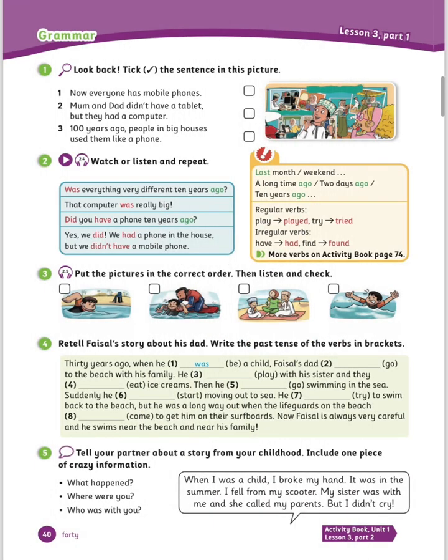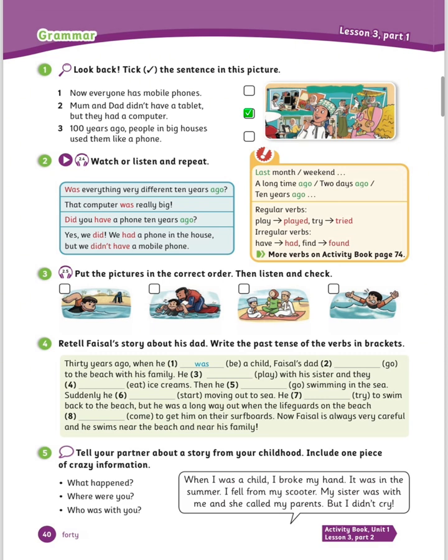Lesson 3, Part 1. Exercise number 1. Look back. Take the sentence in this picture. Let's read the sentences and look for the answers. Number 1. Now everyone has mobile phones. Number 2. Mom and Dad didn't have a tablet, but they had a computer. Number 3. 100 years ago, people in big houses used them like a phone.